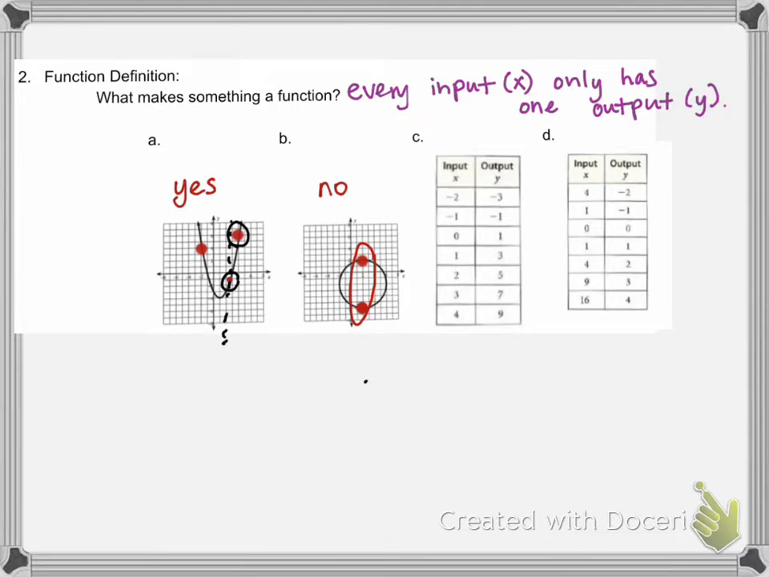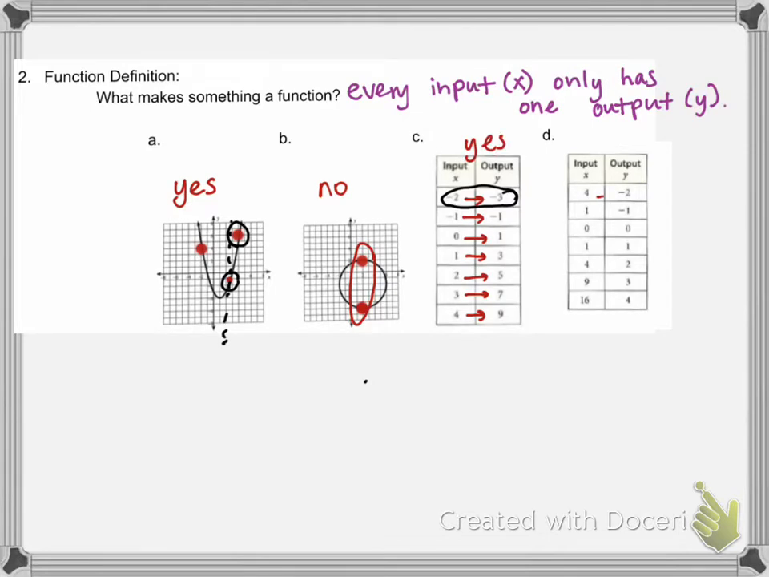Now we're going to take a look at what it looks like on a table. I'm looking for every x value to only have one y value that it goes to. If you look at this table, if I ask you what's the output when x is -2, you would say -3. That's this row. There's only one answer. When x is -2, there's only one y value for it. That's true for every single spot on this table. So in this table, each input or x value only has one output or y value. So that is a function.